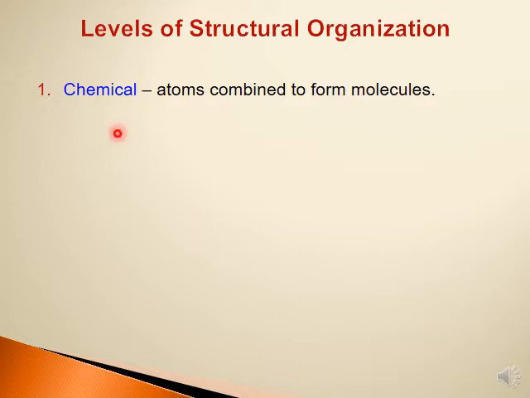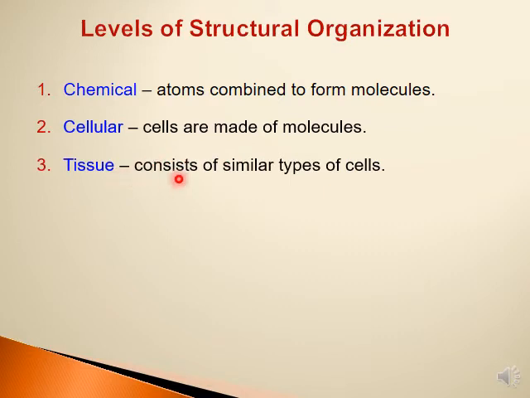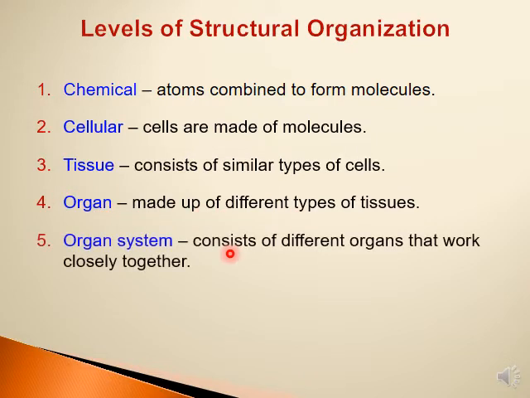So the chemical level, atoms are combined to form molecules. Then we have the cellular level, that is where cells are made of different molecules. Then the tissue level, that consists of similar types of cells. As I said, we have 4 basic types of tissues. And then when 2 or more tissues combine together, they form an organ, so made of different types of tissues. Then the organ system consists of different organs that work closely together to perform one main function.